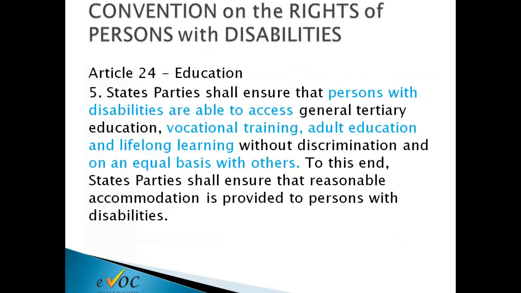So under the Convention on the Rights of Persons with Disabilities, which is the international instrument, in Article 24 it addresses education. So it states that parties shall ensure that persons with disabilities are able to access general tertiary education, vocational training, adult education and lifelong learning without discrimination and on an equal basis to others. So the bottom line is we have to respond and adjust our training resources and support to meet reasonably and practicably their disabilities. Now, to this end, states parties shall ensure that reasonable accommodation is provided to persons with disabilities.